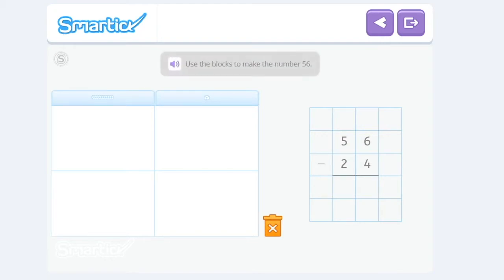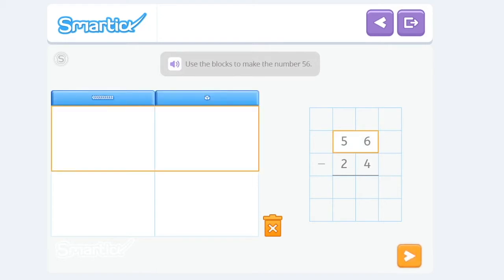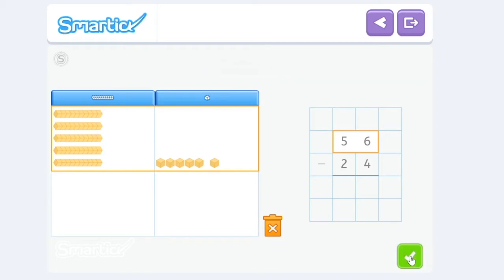First, use the blocks to make the biggest number, which is 56. When you've done it, press the continue button. 56. 6 units, 6 of these: 1, 2, 3, 4, 5, 6. And 5 tens, so 5 rods: 1, 2, 3, 4, 5. 56. Great! Let's carry on.